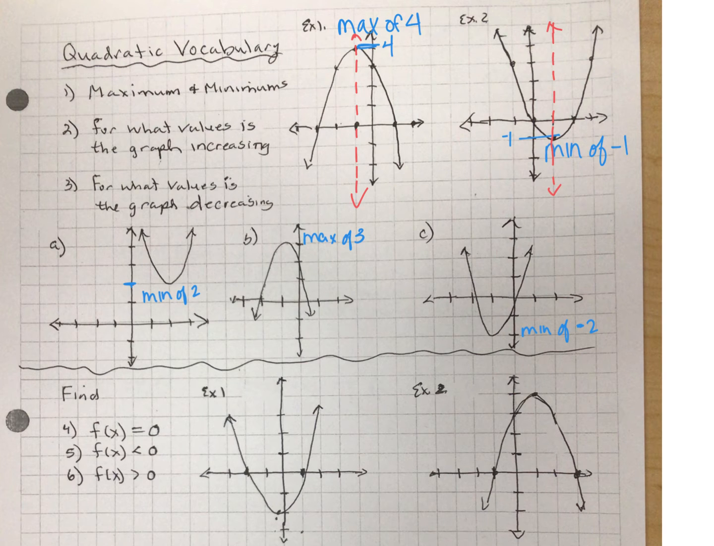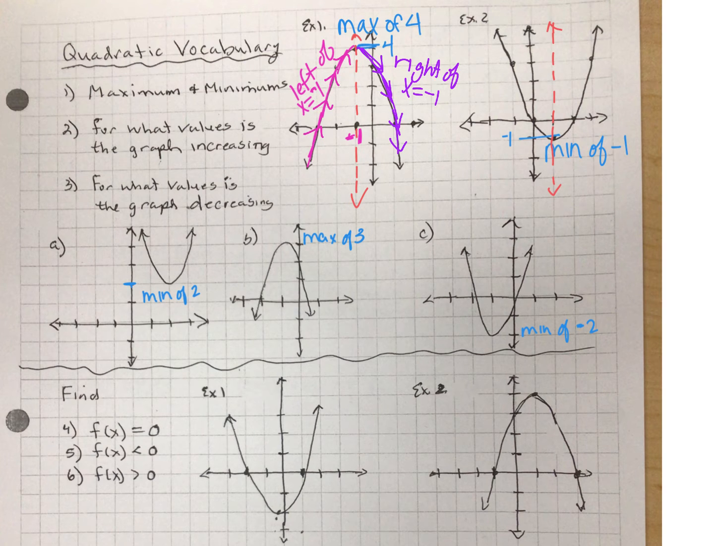So we can say that these values are to the left of x equals negative 1. Aren't these values here to the left of x equals negative 1? And these values are to the right of x equals negative 1? Okay. Draw some arrows on there to show it. These are to the right of x equals negative 1.